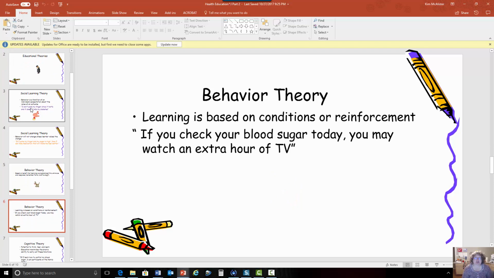So this is where you use positive reinforcement to get someone to do something. So for a child with type 1 diabetes, it might be, if you check your blood glucose, I'll let you watch an extra hour of TV today.